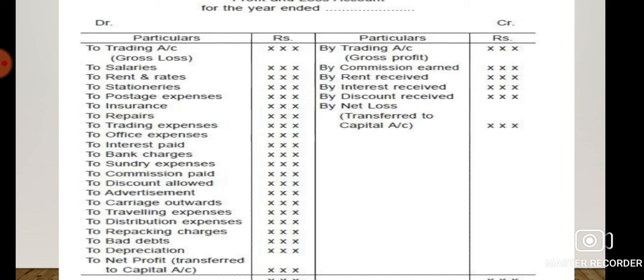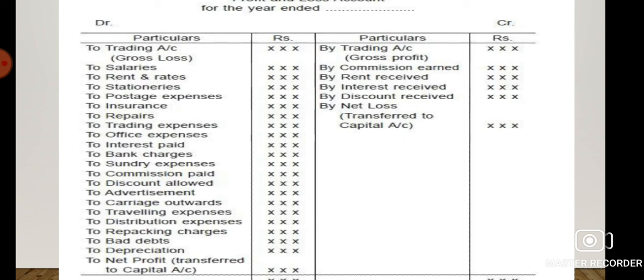So all the expenses will be entered into the debit side of the profit and loss account. All the income or received items will be entered into the credit side of the profit and loss account. What are the purposes of preparing the profit and loss account? To ascertain net profit or net loss, comparison of profit, to control expenses, to help in the preparation of balance sheet. So those are the purposes of preparing the profit and loss account.